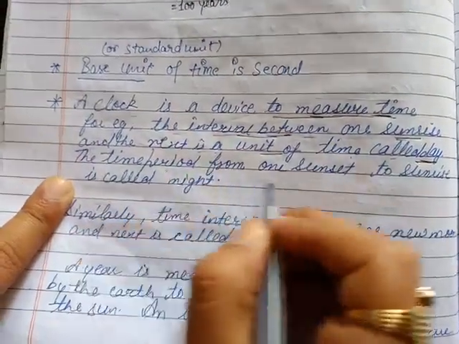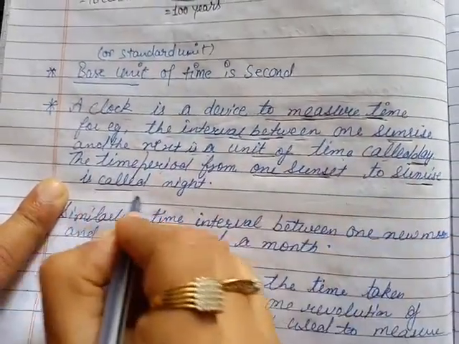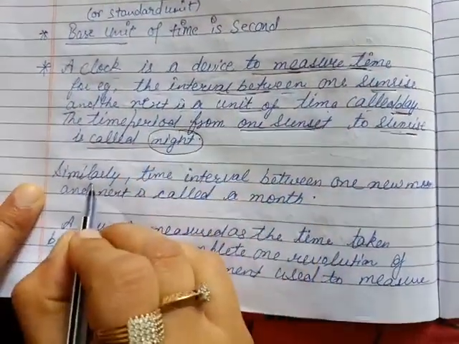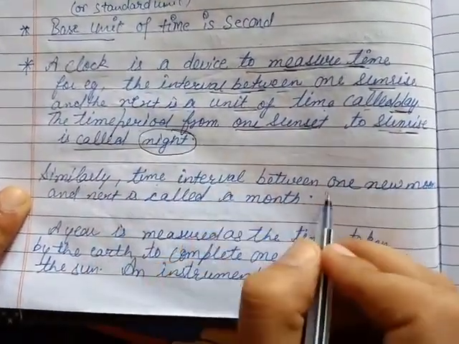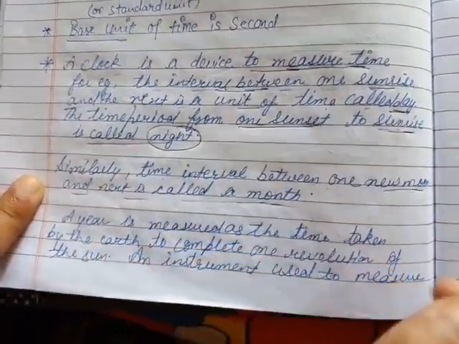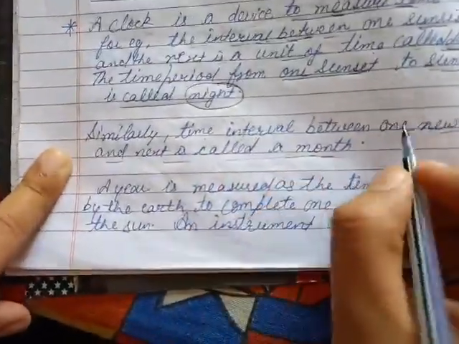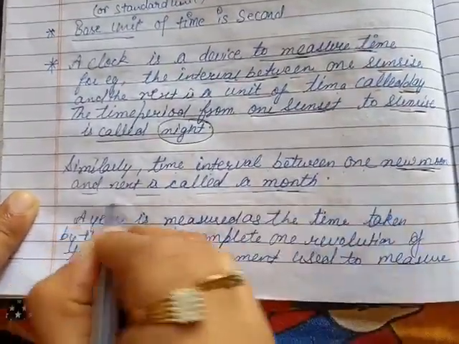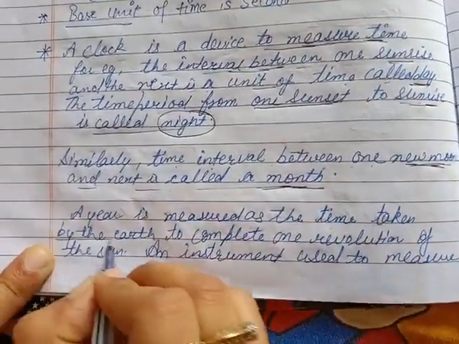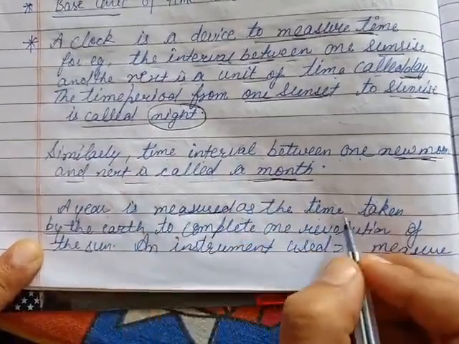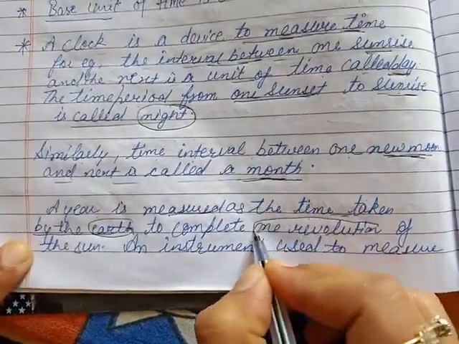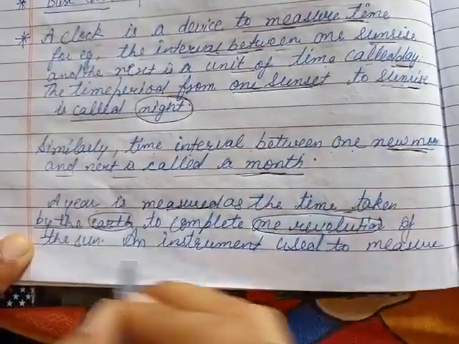The time period from one sunset to sunrise is called night. Similarly, the time interval between one new moon and the next is called a month. A year is measured as the time taken by the earth to complete one revolution of the sun.